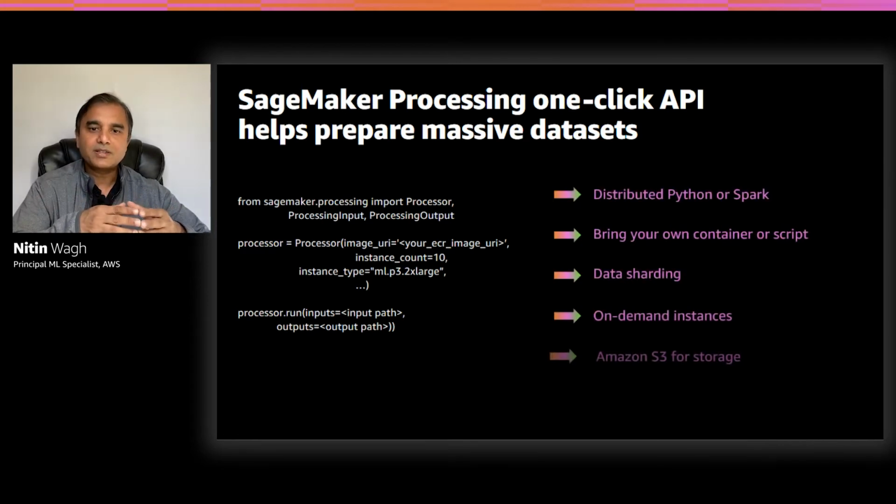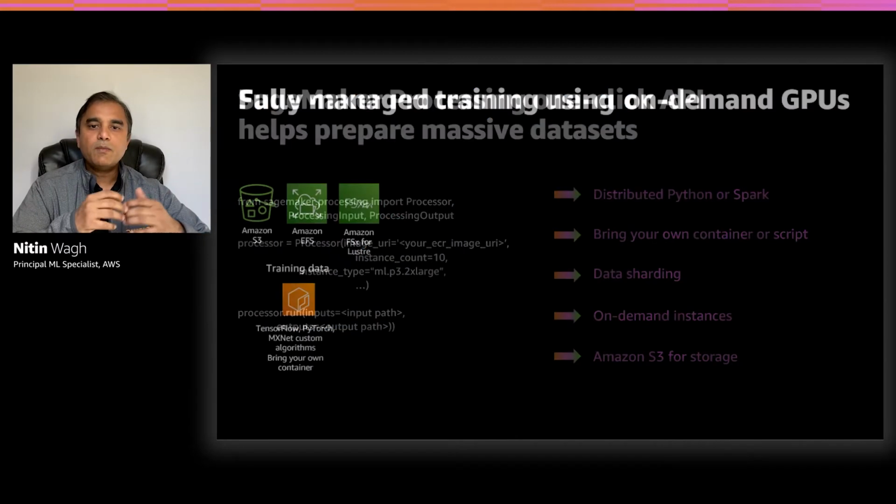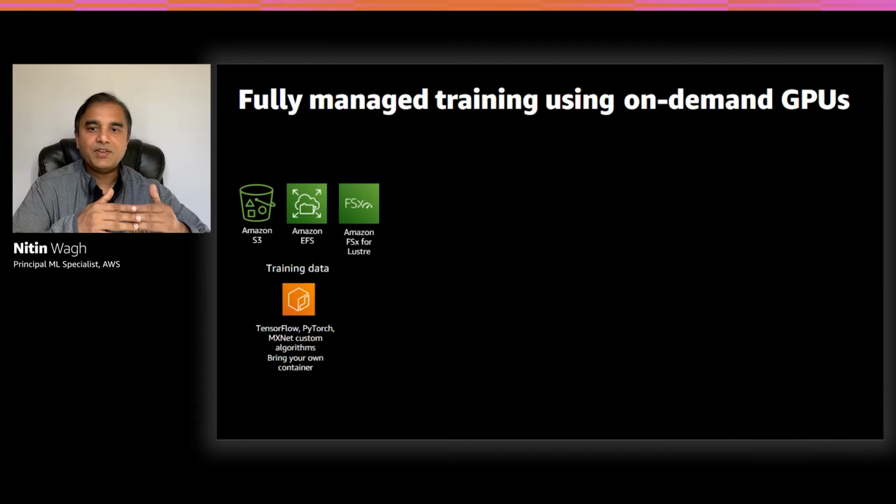For distributed processing, data sharding is a common technique, which is also supported, and it is based on S3 prefixes or keys. Once the data is processed, the next step in the machine learning lifecycle is training. One of the most powerful capabilities in AWS is SageMaker Managed Training. You don't have to invest engineering time to set up and manage training clusters, and you can use on-demand GPUs when needed for training.